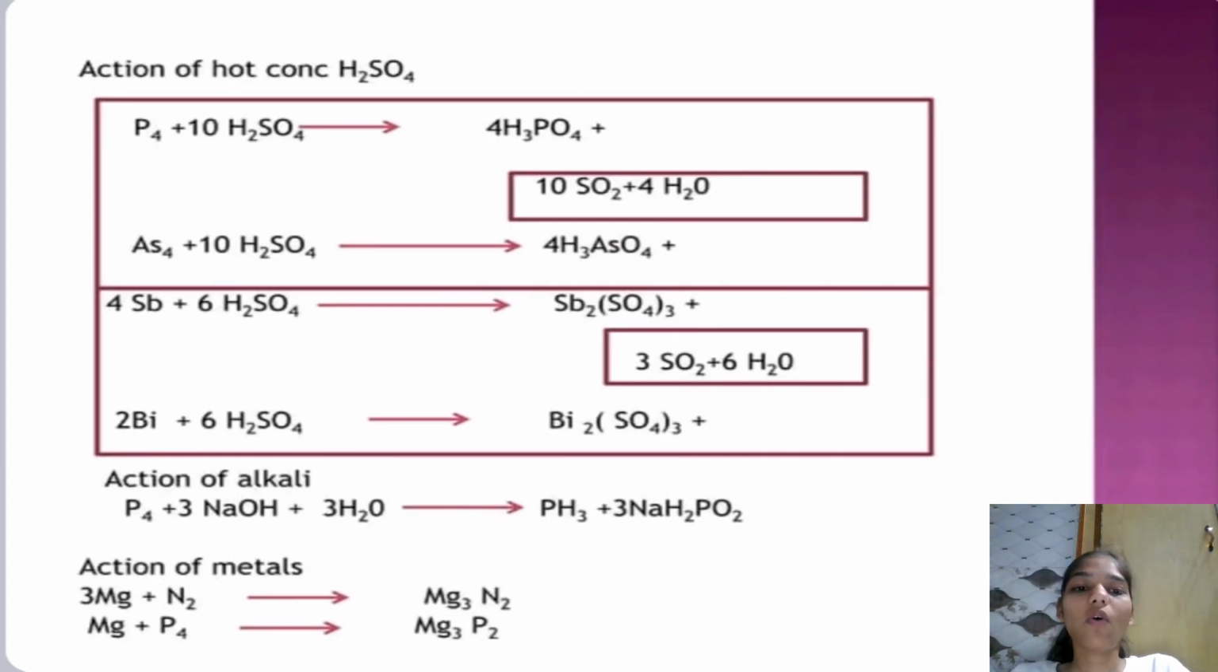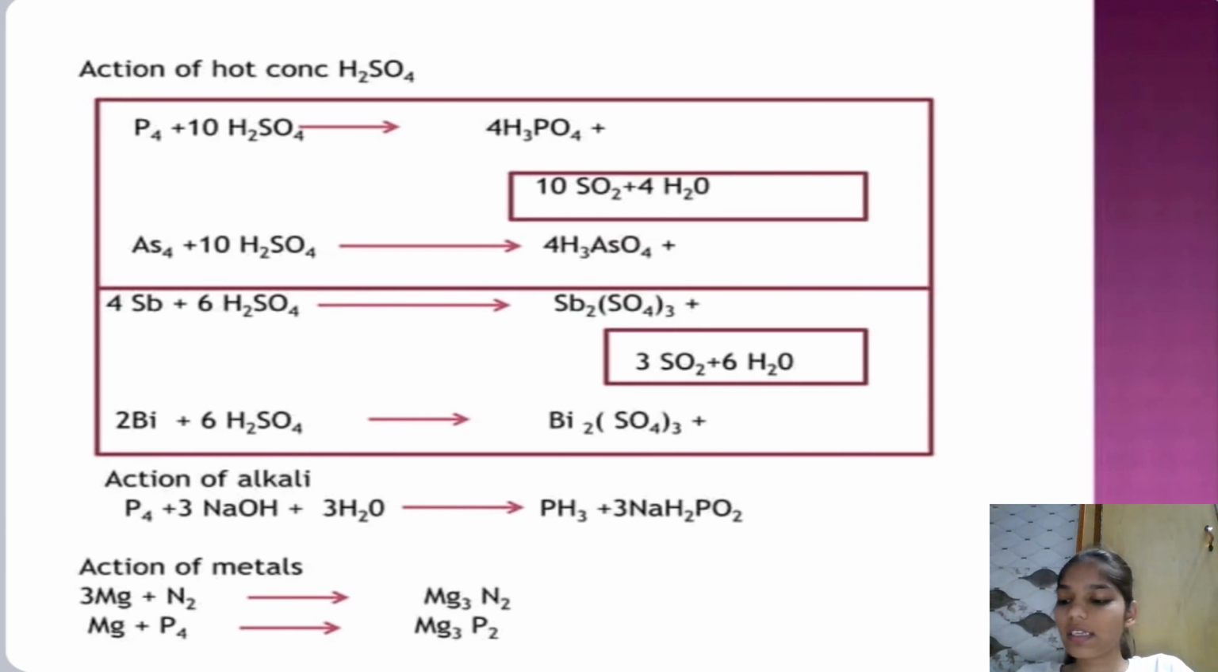Next, the action of hot concentrated sulfuric acid. When phosphorus reacts with hot concentrated sulfuric acid, we get phosphoric acid plus sulfur dioxide plus water. Similarly, for arsenic, when arsenic reacts with sulfuric acid, we get arsenic acid plus sulfur dioxide and water. Next is action of alkali. When phosphorus reacts with sodium hydroxide plus water, we get phosphine plus NaH2PO2.